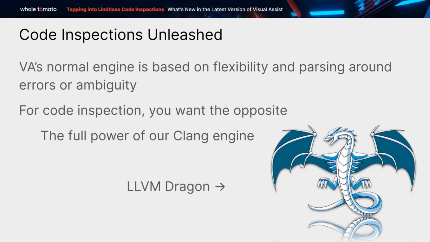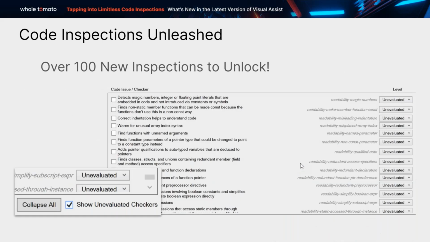So 2023.2 includes over 100 new unevaluated checkers. So you'll have the full power of all the possible unevaluated Clang checkers available through code inspections. To access unevaluated checkers, click the Show Unevaluated Checkers checkbox in the Code Inspections tab of our Options dialog. So you can see here what it looks like to click unevaluated checkers. You'll get a very long list of unevaluated checkers.